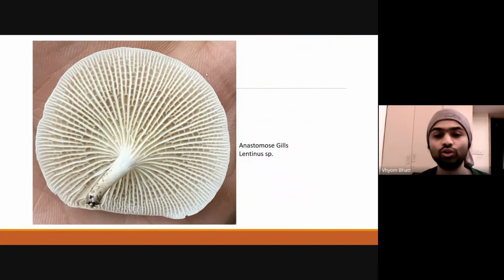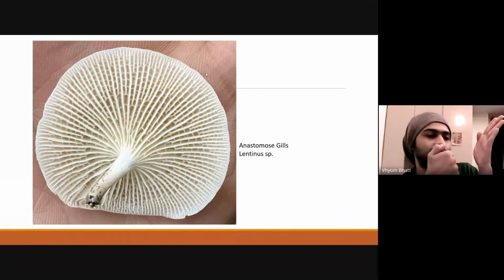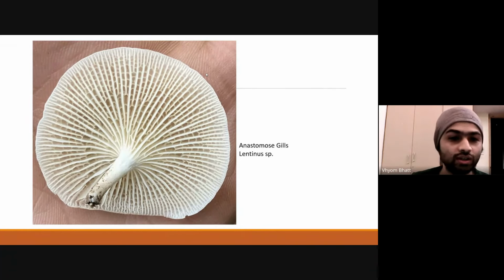Then we have anastomose gills. This picture is not moving, by the way. Some of you may feel that this picture is moving. That's because of the details in this picture, which was captured in my hand. So I literally took a picture like this. That's how near you need to go. So you have straight gills, which go from the cap to the stipe, and then you have cross gills also. These are called anastomose gills, which is also an identification feature. For example, sometimes if you want to differentiate between a Marasmius and a Gymnopus, which are very similar looking, you can use such gill characteristics also.